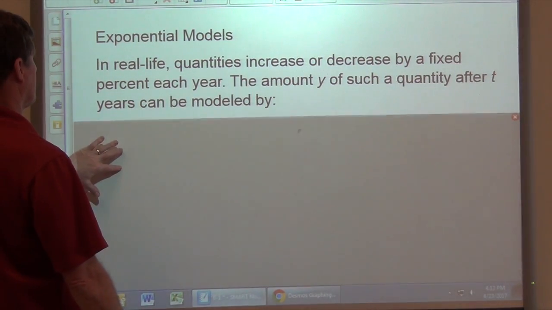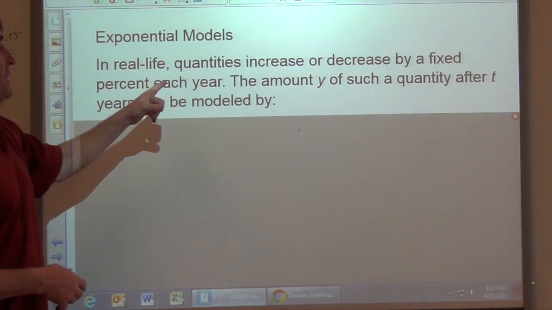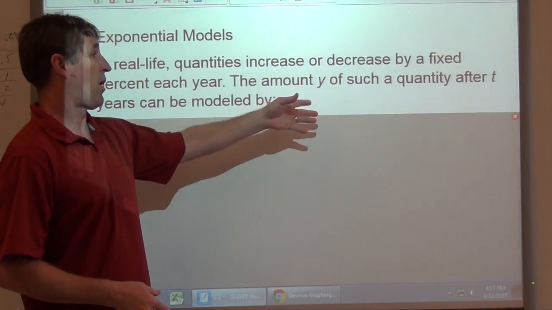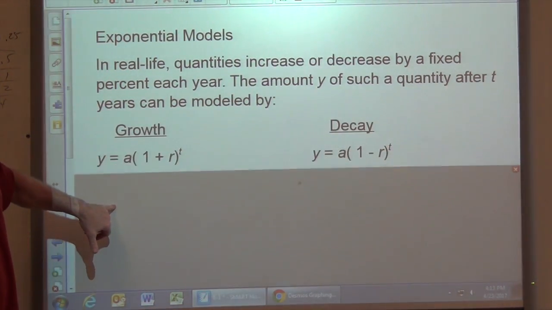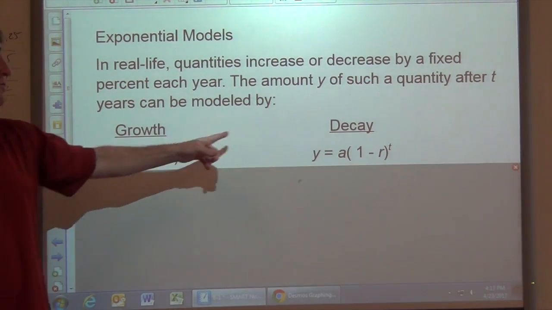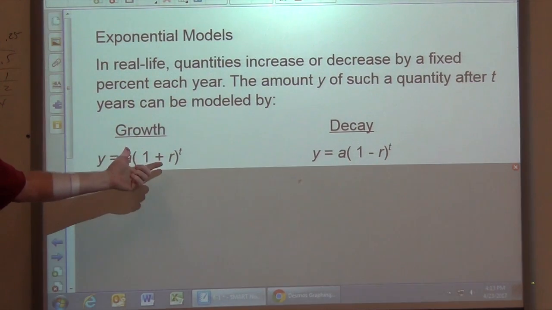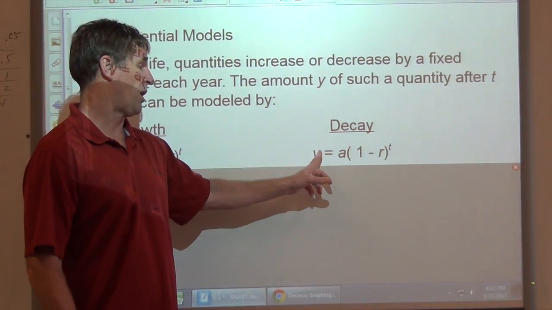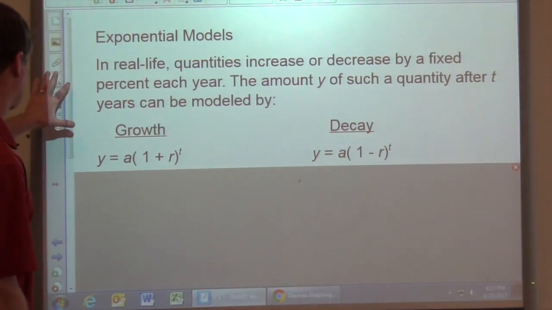Next, we're going to look at some exponential models. In real life, quantities increase or decrease by a fixed percent each year. The amount y of such a quantity after t years can be modeled by the formula. And then we have two formulas, whether it's growth or decay. Growth is y equals a, and then in parentheses 1 plus r to the t power, and for decay it would be y equals a, and then 1 minus r to the t power.